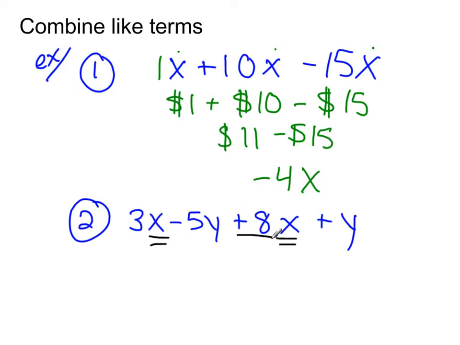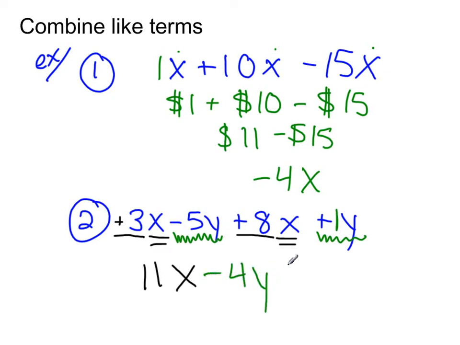So when we combine these guys, we look at the coefficients. Whatever the coefficient is, that's how we're combining them. So this is really positive 3 plus 8. That gives us positive 11x. Now let's go to our y's. We have negative 5y. Whatever the sign is in front of the coefficient, that goes with it. So our coefficient is negative 5 here. Plus, and they forgot the 1 again, so we'll fill it in for them, 1y. Negative 5 plus 1 is negative 4y. And there's our final answer. So that's how we combine like terms.